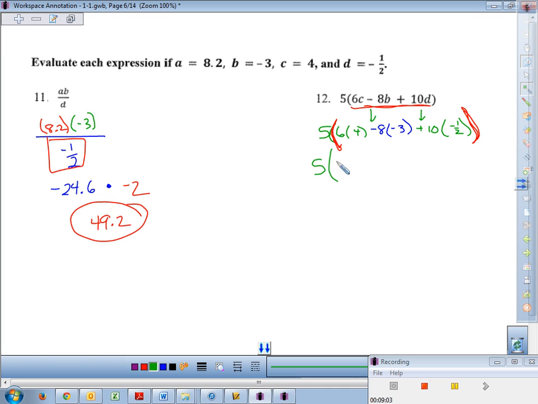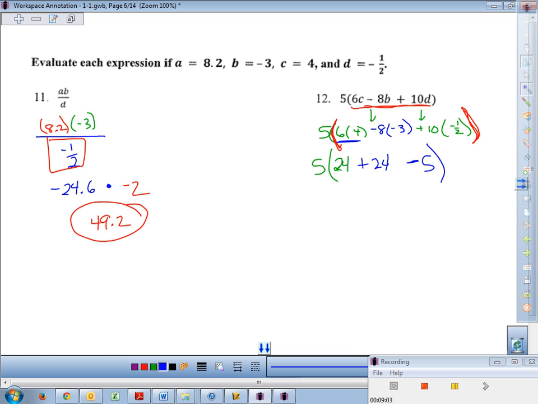We'll still have the 5 times the parentheses. 6 times 4, 24. And then we've got another little group of stuff here that we're going to multiply together, but it's negative times negative, which will turn out to be positive 24. And then we've got another little group. It's a positive times a negative, so I'll have a minus, and half of 10 is how much? 5. So it's negative 5.